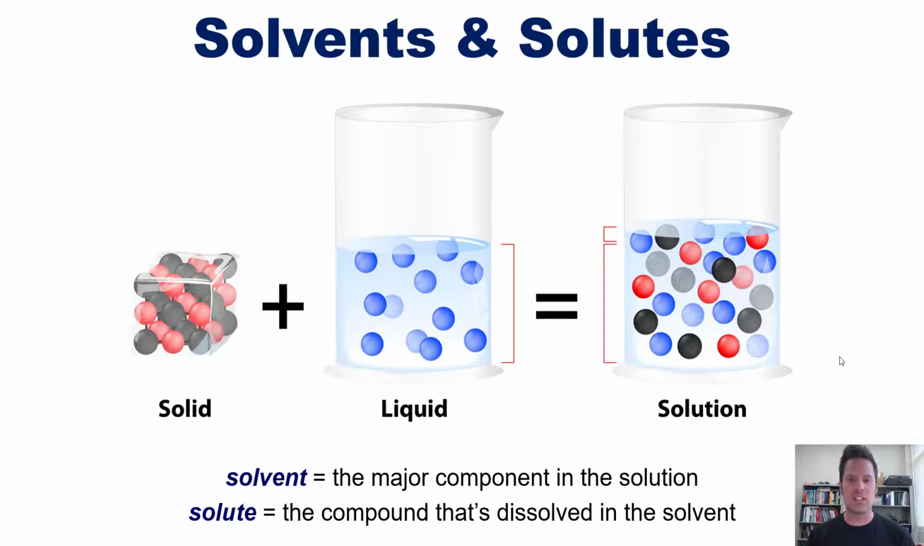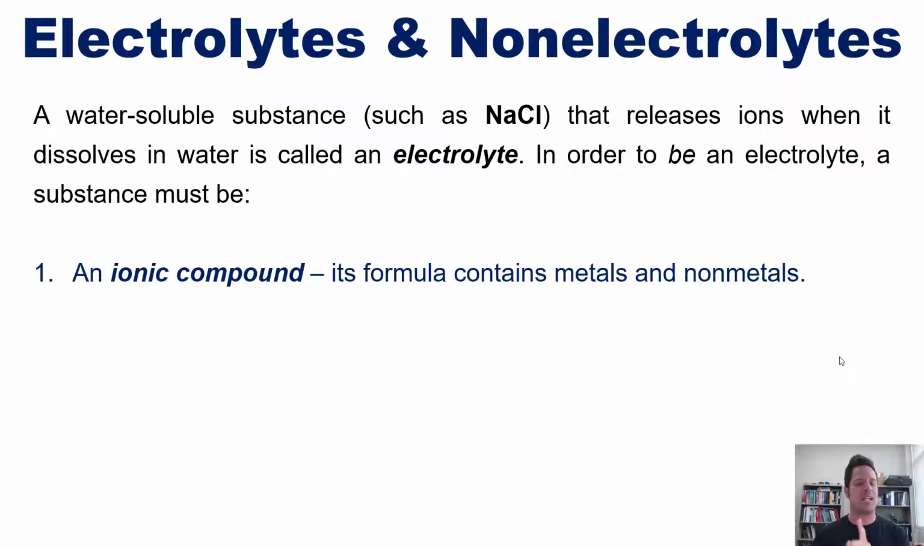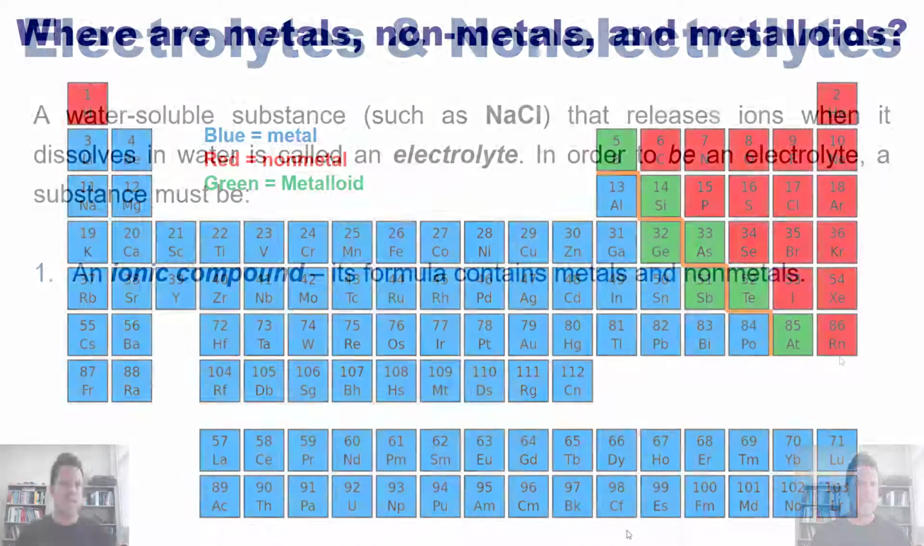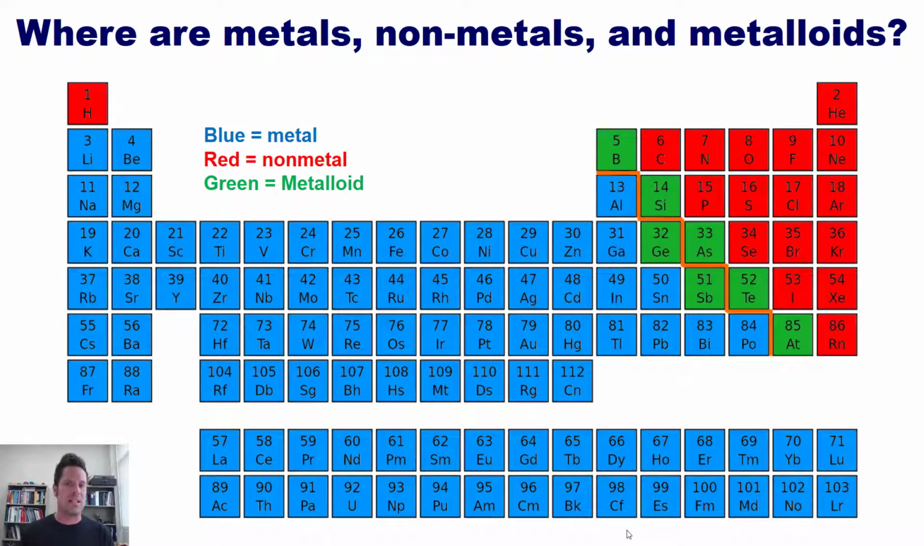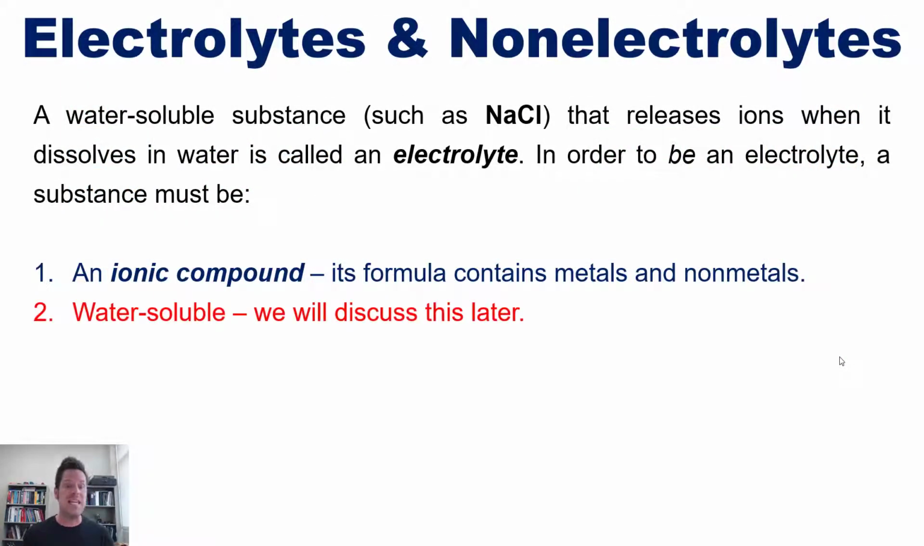So what is an electrolyte and non-electrolyte? Well, a water-soluble substance like sodium chloride table salt that releases ions when it dissolves in water is called an electrolyte. Now, in order to be an electrolyte, a substance must be an ionic compound. That is, its chemical formula must contain both metals and nonmetals. And by way of reminder, this table shows us which elements are metals and nonmetals. For now, we'll just ignore the metalloids. Second, in order to be an electrolyte, a substance must be water soluble. That is, it has to dissolve in water, which we will discuss later on in this chapter.